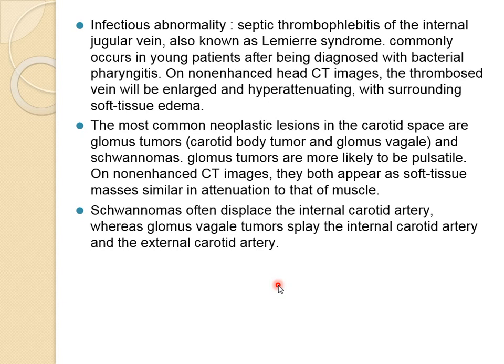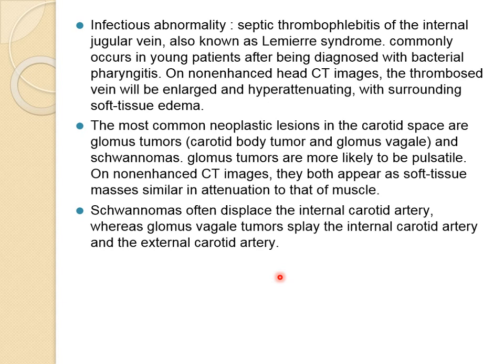Infectious abnormalities are also involved, like septic thrombophlebitis of the internal jugular vein, known as Lemierre syndrome. It occurs in young patients diagnosed with bacterial pharyngitis. In non-enhanced CT, we see the thrombosed vein enlarged, hyperattenuating, and surrounded by edema.